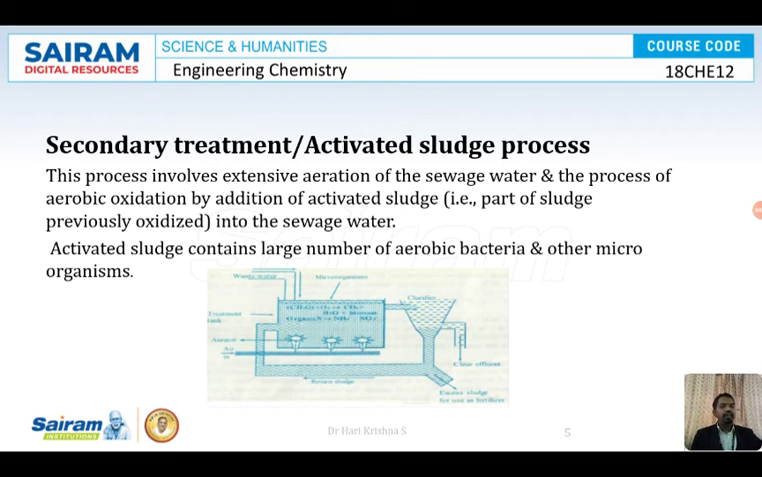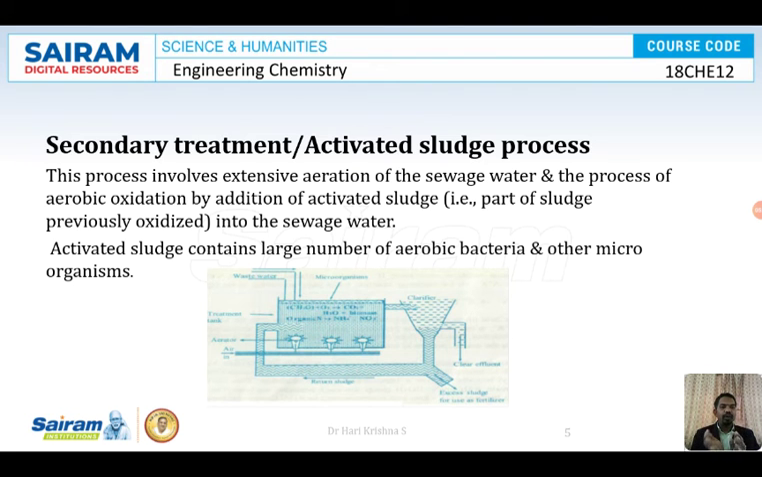So the water sample after primary treatment is mixed with a higher concentration of microorganisms, which is nothing but the activated sludge. Air is passed from the bottom of the chamber. In the presence of microorganisms and air, all the organic waste will get oxidized to carbon dioxide and water. So here aerobic oxidation of organic waste occurs, forming carbon dioxide and water.